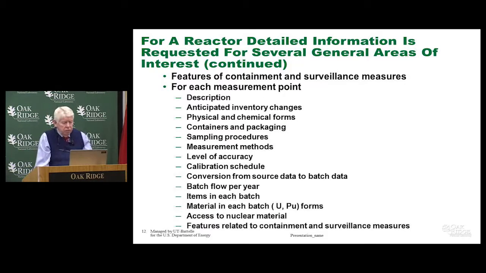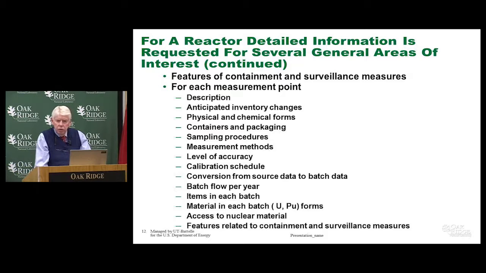Also, we talk about the features of containment and surveillance methods that are used. At each measurement point, for instance, you describe the process by which the fuel is actually measured. What are the anticipated inventory changes that one would anticipate you would see in such a facility? In other words, is there variability in your fuel type? Are you doing research so that you may see a wide diversity of materials that are being measured, from, say, test assemblies all the way to real fuel assemblies?